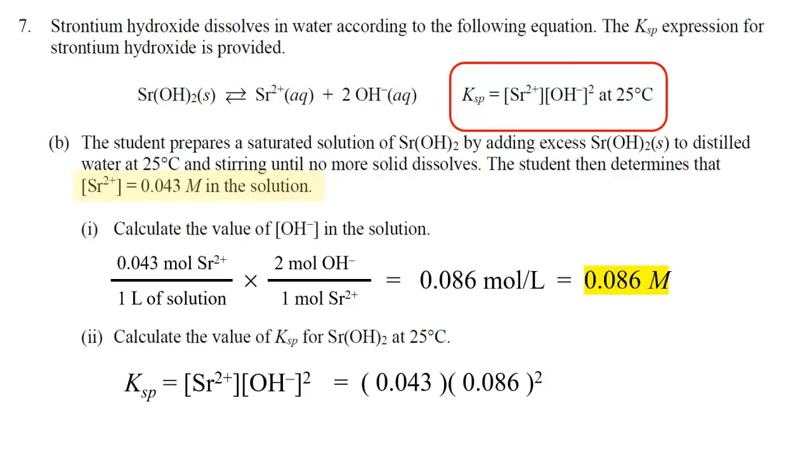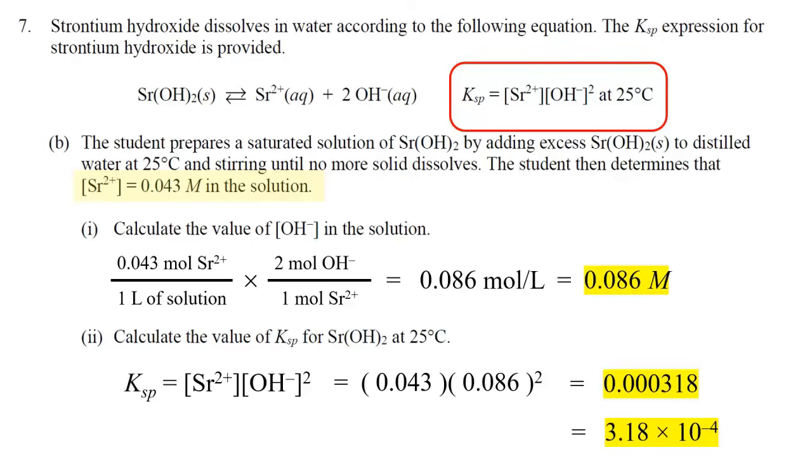0.043 times 0.086 squared. And when we do that math, we get 0.000318, or you could write this in scientific notation as 3.18 times 10 to the negative 4. Remember that the equilibrium constant is a dimensionless quantity, so it does not have any units.